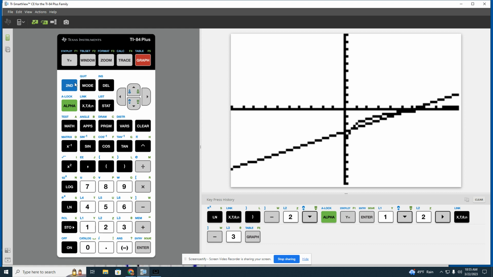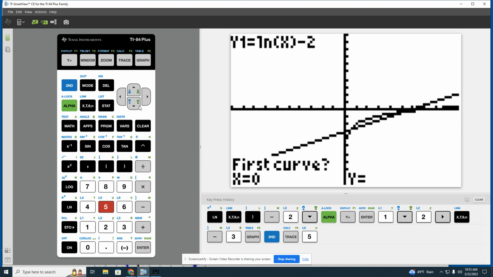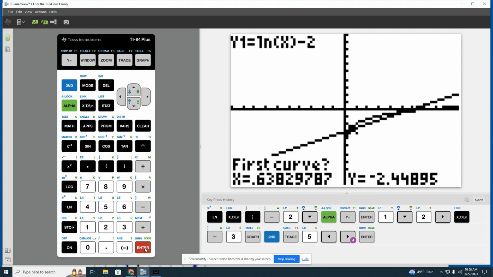I'm going to type these the same way, but what am I going to put as my answer? I'm going to put my x value only. So second trace, number 5. I'm going to scroll as close to that point as possible and push enter 1, 2, 3 times. And what am I telling as my answer here? Yeah, 0.64. So x equals 0.64.